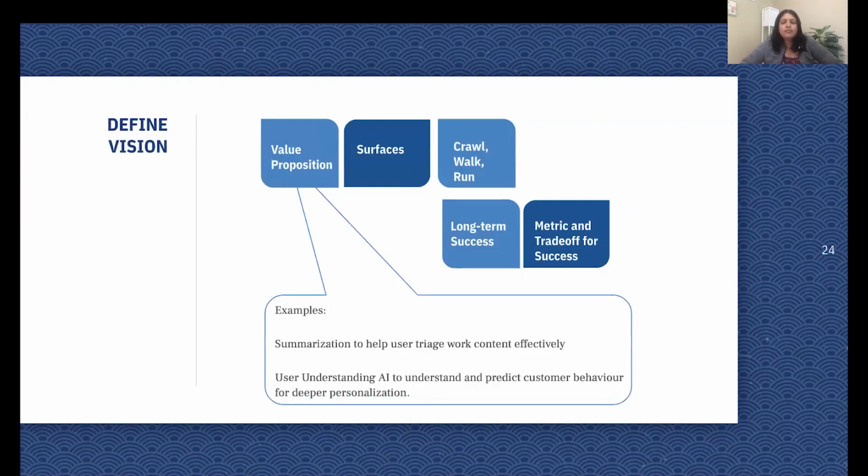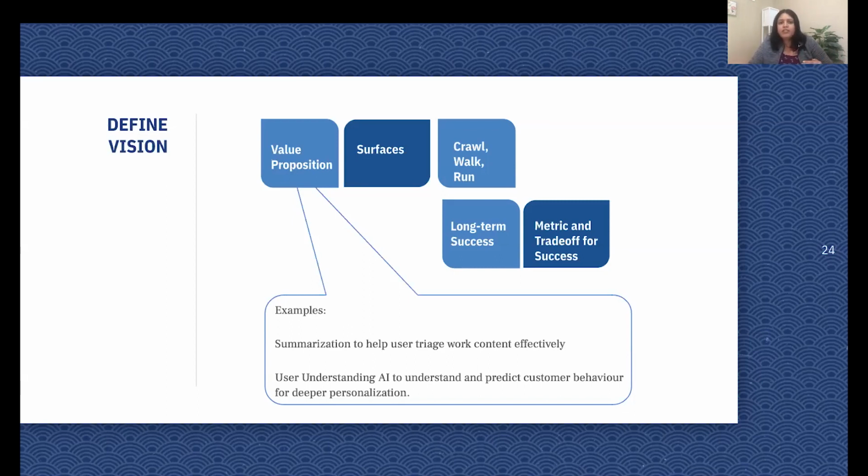The next one, again, is around defining the vision. This is super critical, because you have to start with defining the value proposition. What is value proposition? It's nothing but an articulation of the benefit to the customer. Like summarization helps users triage content effectively. User understanding AI helps understand and predict customer behavior for deeper personalization.